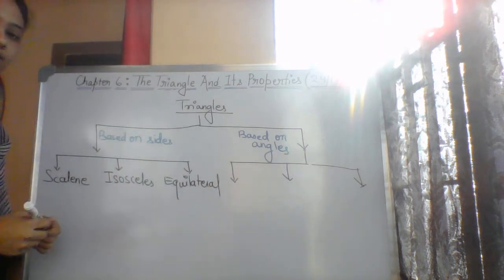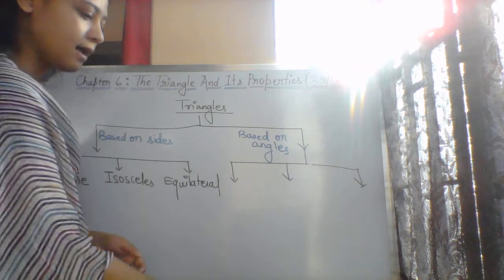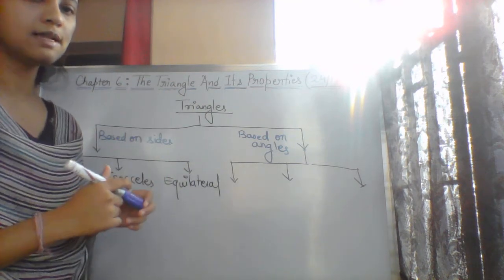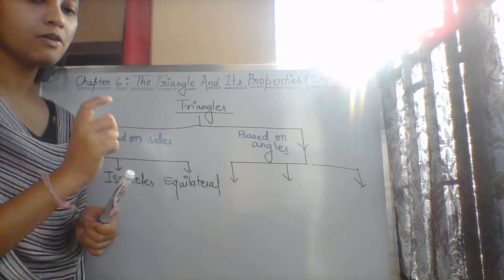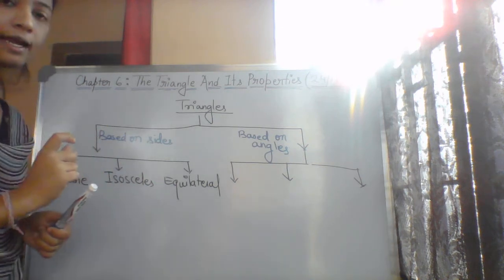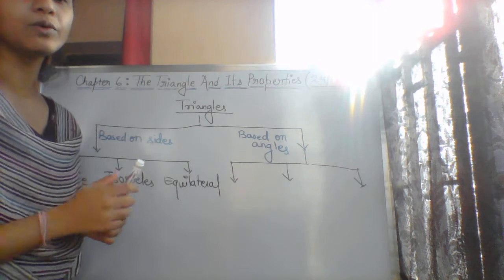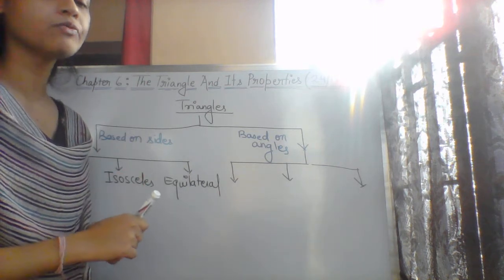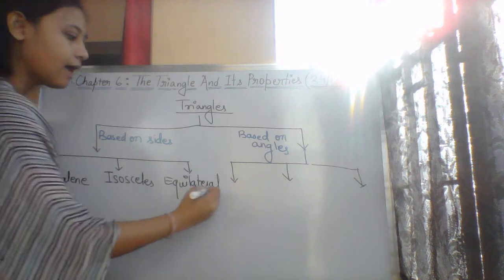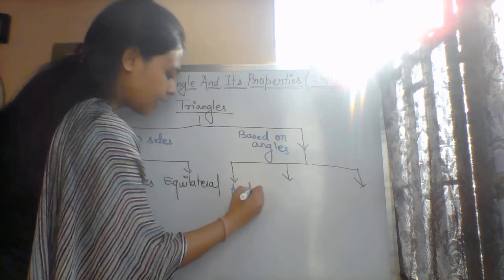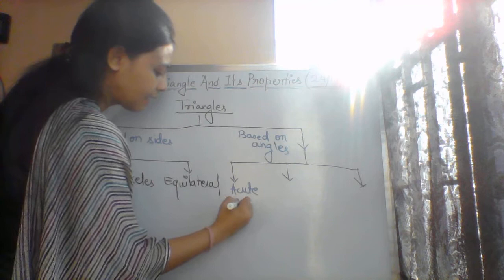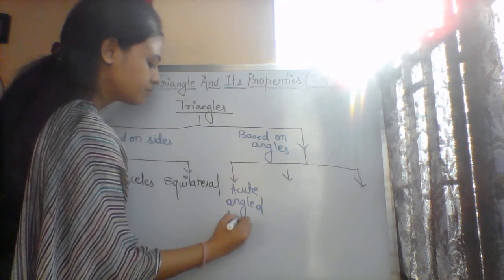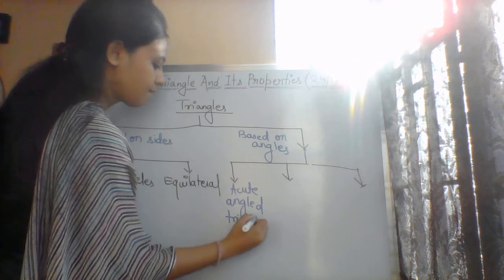What are they? If all the angles inside that triangle are acute angles, which means all angle values are less than 90 degrees, what do we call that type of triangle? Acute angled triangle.